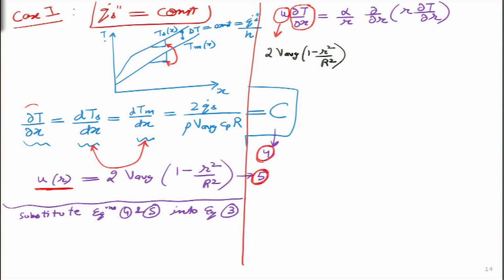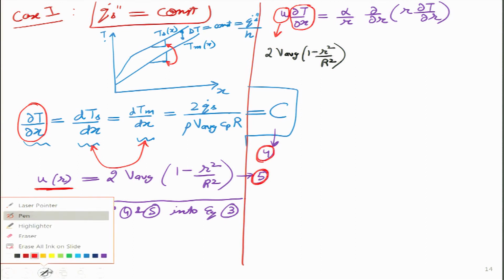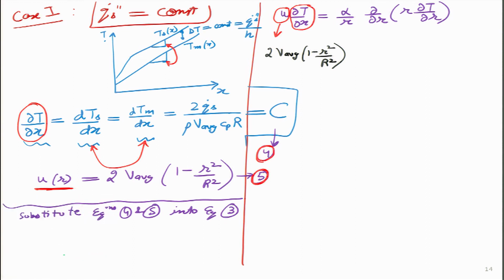Isn't it beautiful? Because del T by del x we have already solved earlier. We got this equality. This is looking a little bit long, but most of it will cancel out. Let me write it. So, it becomes 2 q dot s heat flux divided by rho V average. Look, V average will directly cancel immediately. Then Cp into capital R. So, the left hand side is all constants, isn't it? Just this radius r is here. All are constants, everything else is constant.